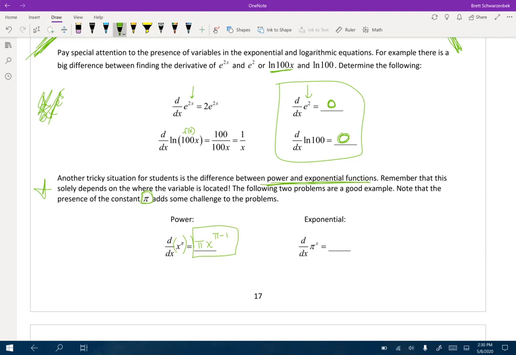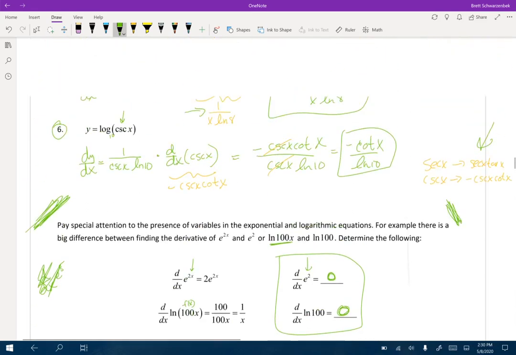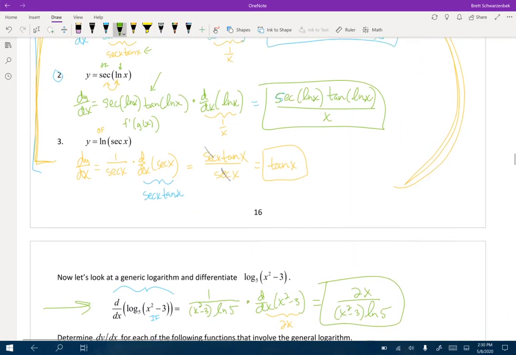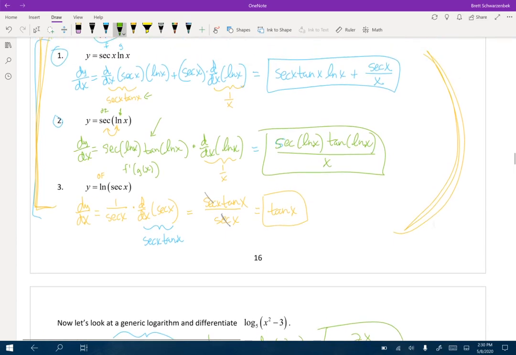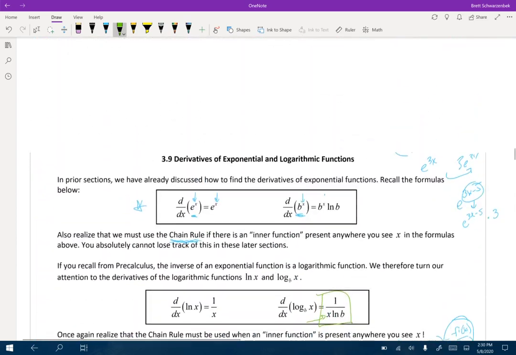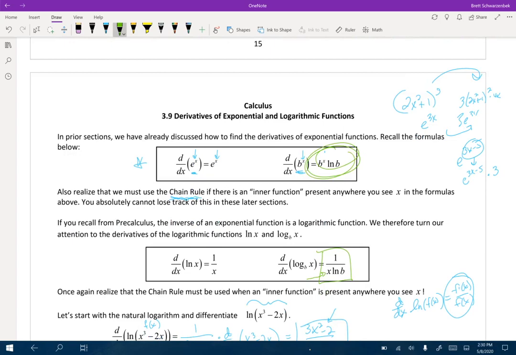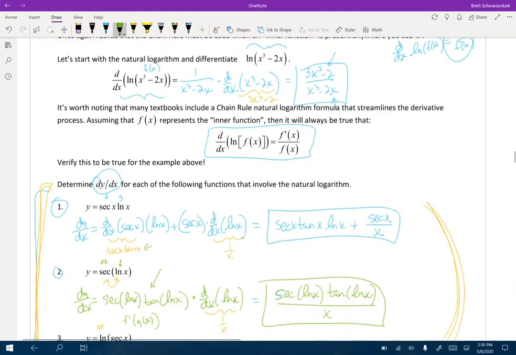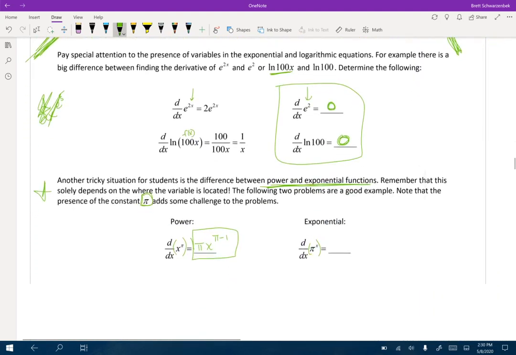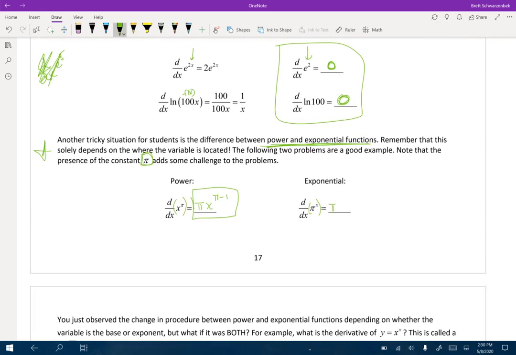What about exponential? Well, if you look at the exponential function, now the variable is in the exponent, and the base is the value. So pi to the x. Well, you learned before what the derivative is for an exponential. It's b to the x natural log of b. So let's do that for our problem. Rewrite b to the x and then natural log of b. So that's the derivative of the exponential.